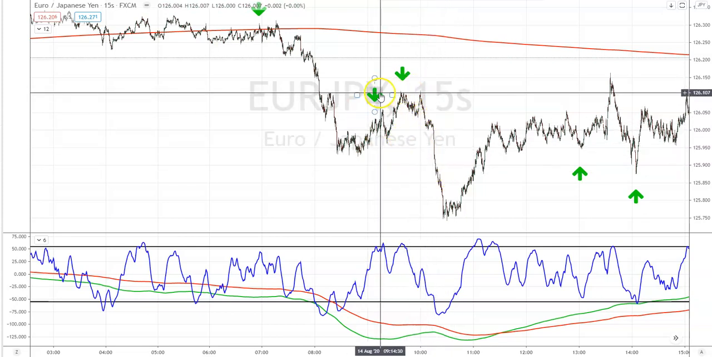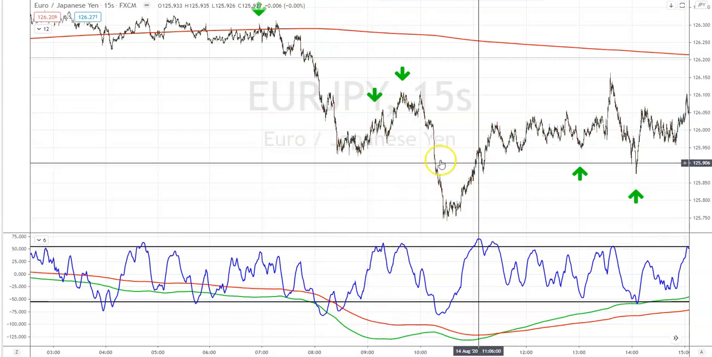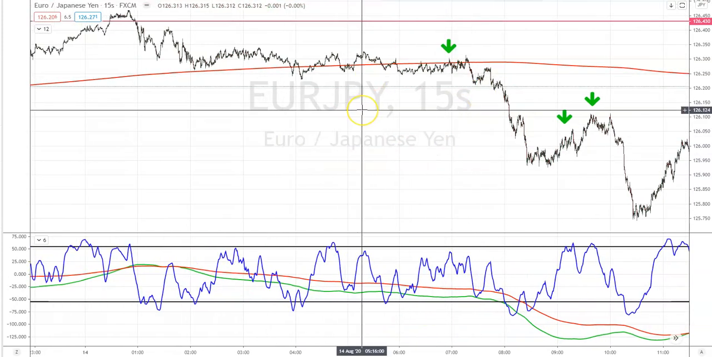So that wasn't a great trade. It was fairly weak as an entry. But I was probably getting a bit overconfident, in honesty with you. But this is just on Euro Japanese yen.